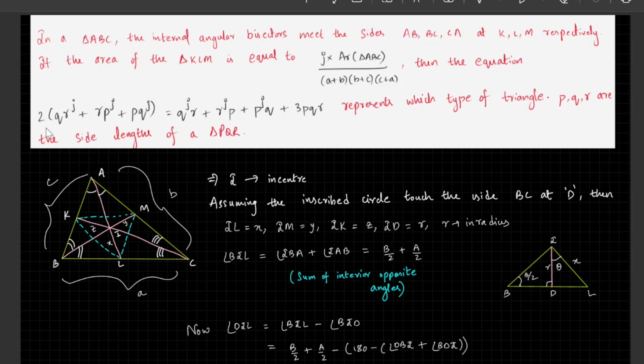Then the equation 2(QR^J + RP^J + PQ^J) = Q^J·R + R^J·P + P^J·Q + 3PQR represents which type of triangle, where P, Q, R are the sides of the triangle PQR. Fine. So this is another triangle PQR. It has no relation with this.